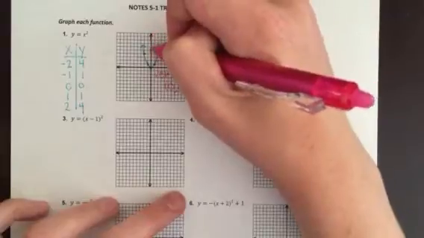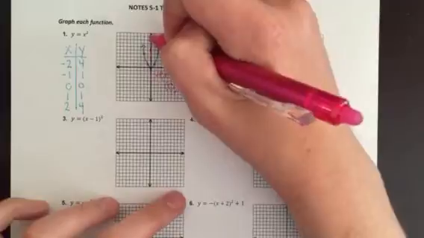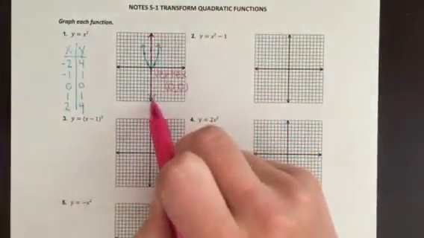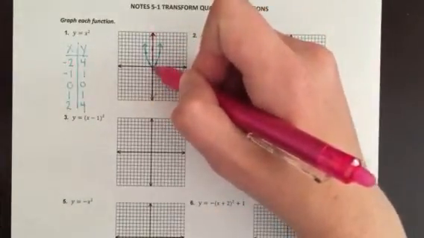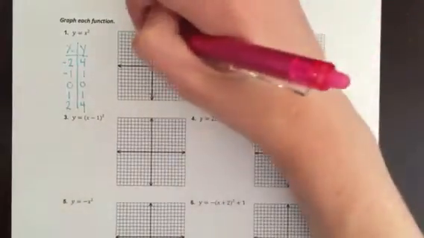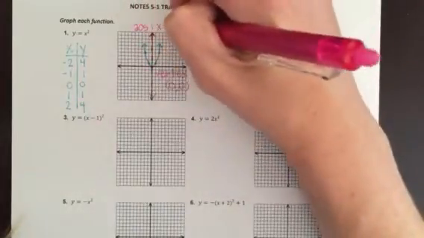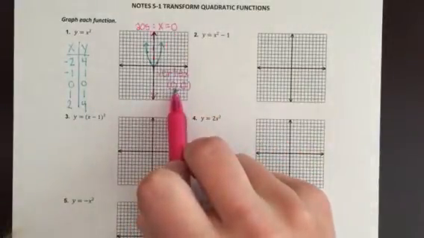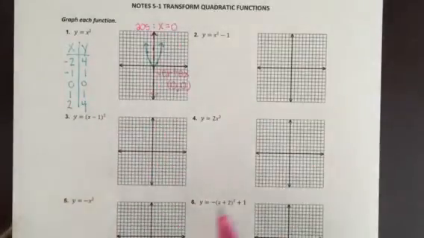Also, very similar to absolute value, the axis of symmetry cuts it right down the middle. It's symmetrical about this line, and that line is always going to go through the vertex, just like absolute value. So my axis of symmetry is the line x equals 0. It will always be the x coordinate of the vertex. So x equals 0 in this case.